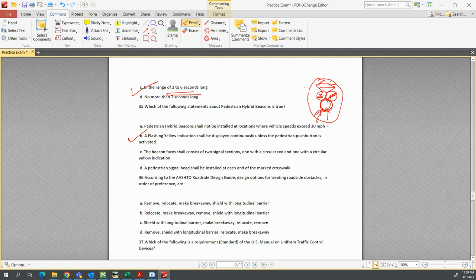The third is a beacon face shall consist of two signal sections. No, you see, we have drawn three signal sections. And the fourth is a pedestrian signal head shall be installed at each end of the marked crosswalk.